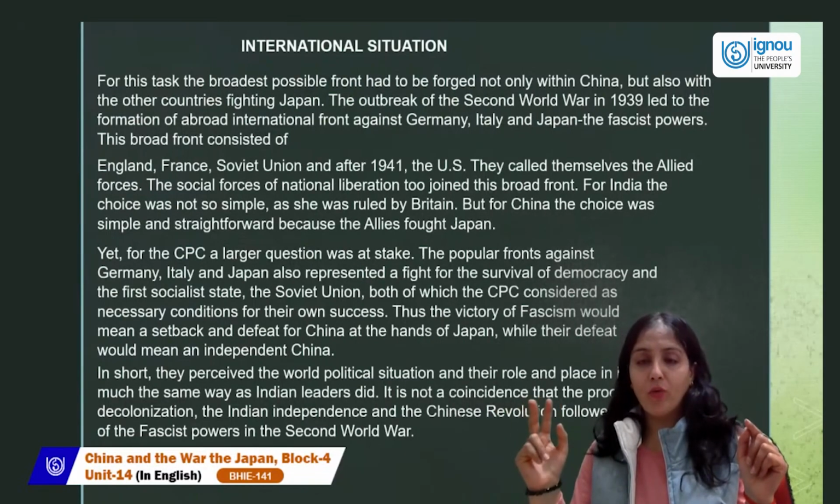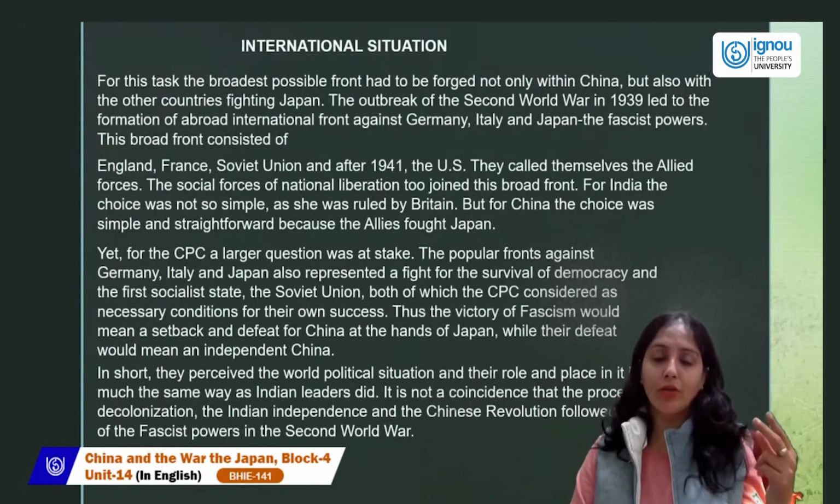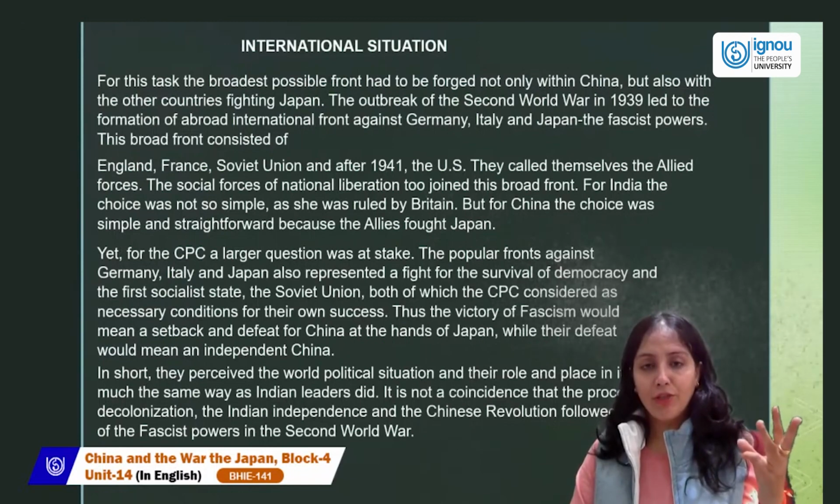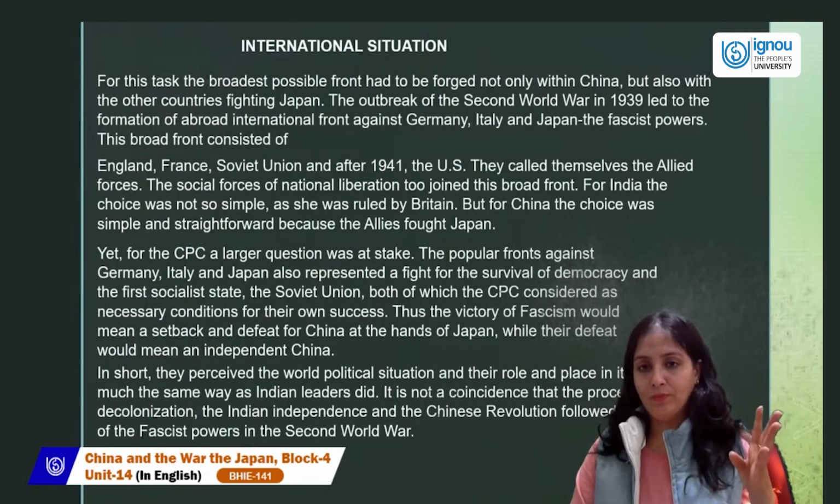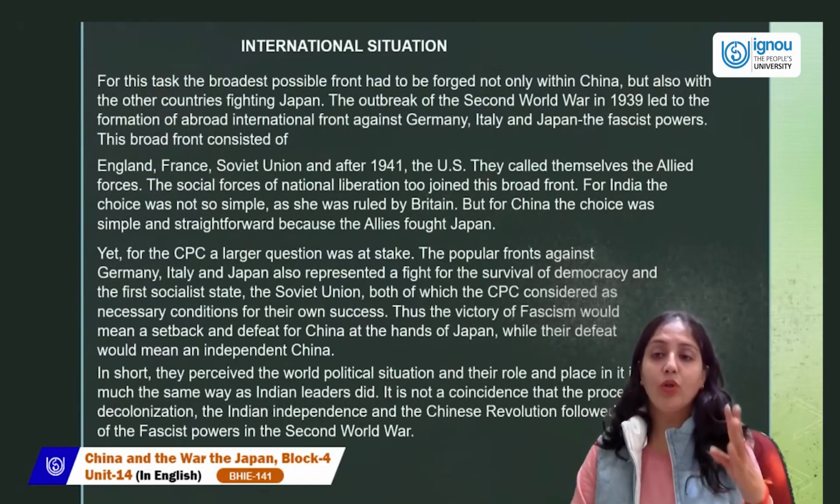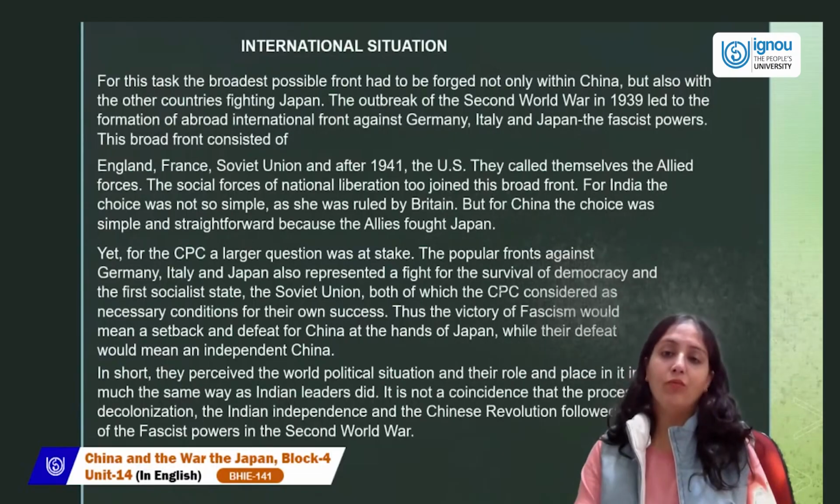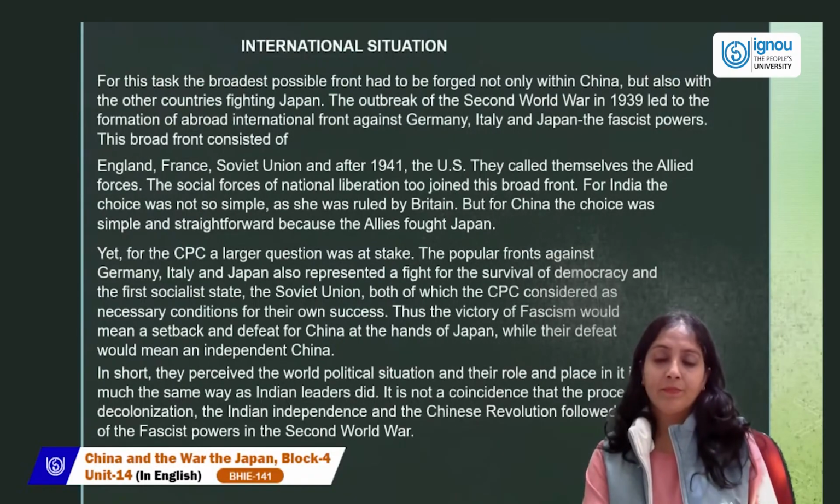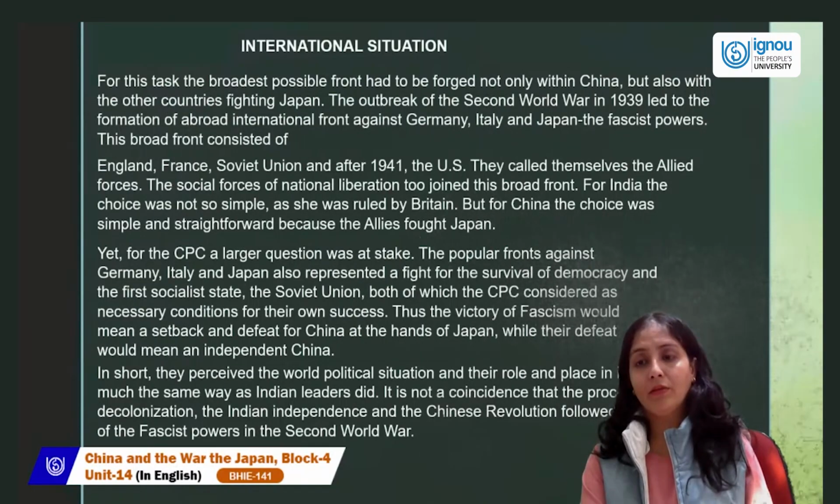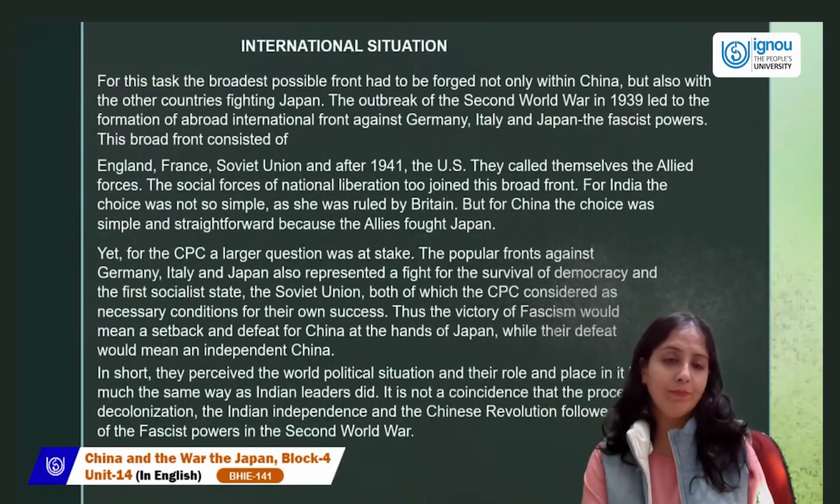Two countries were with Japan. And what about the Allied forces? England, France, the Soviet Union, and after 1941, the US also joined hands with the Allied forces. Both were rivals at that time. And who were the rivals of China? Japan, the fascist power we are talking about.